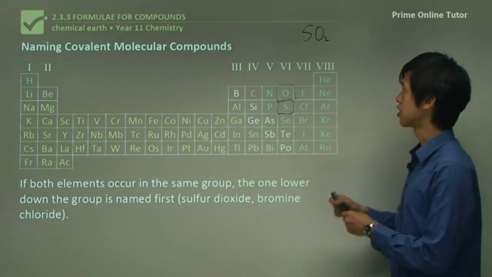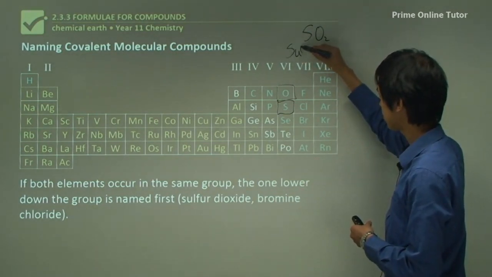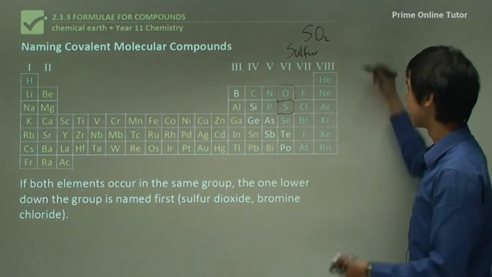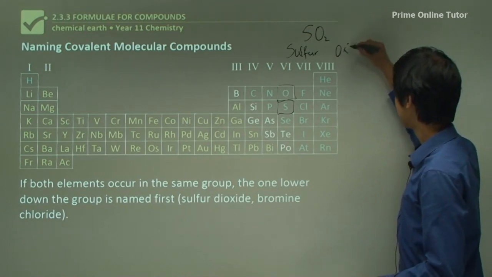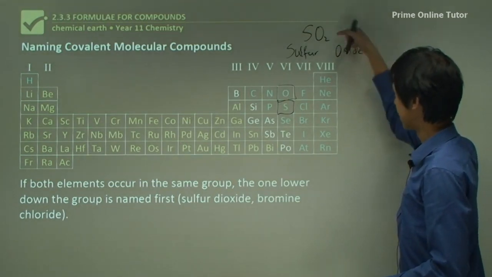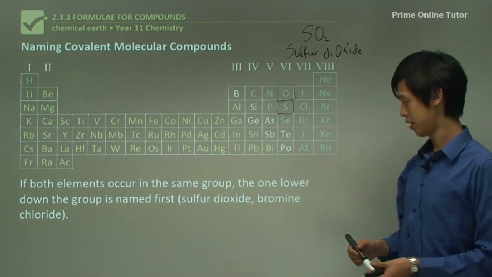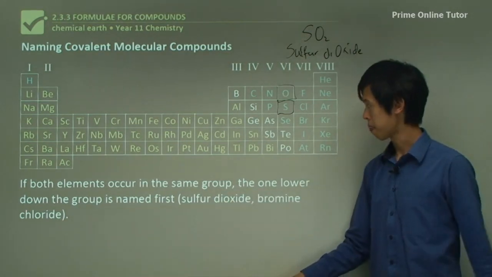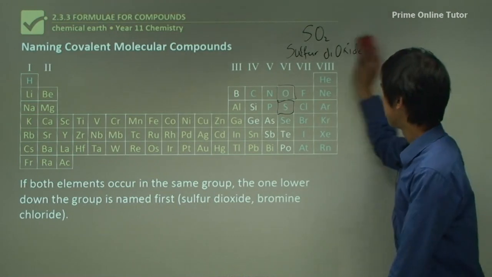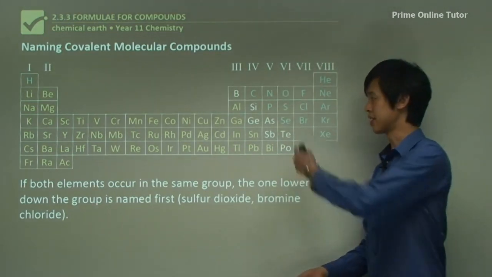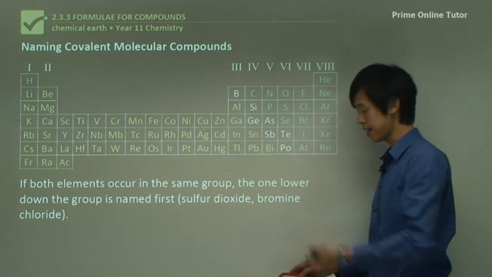So it becomes sulfur. And then obviously the "ide" stuff comes after, oxide. And there's two, so it's di. Sulfur dioxide, right? And there it is. So if they're in the same group, the one that starts is the one lower down in the group. Okay?